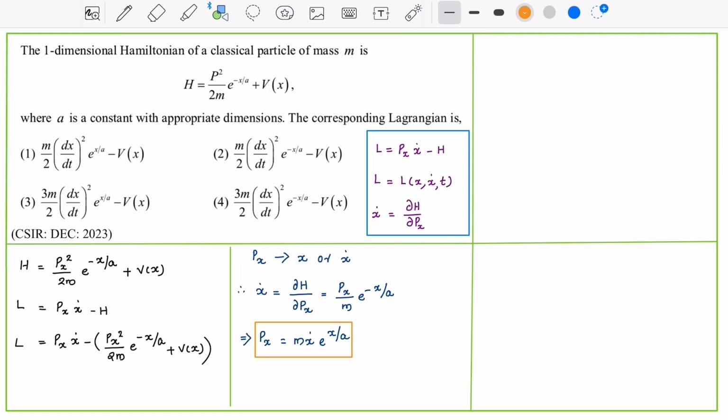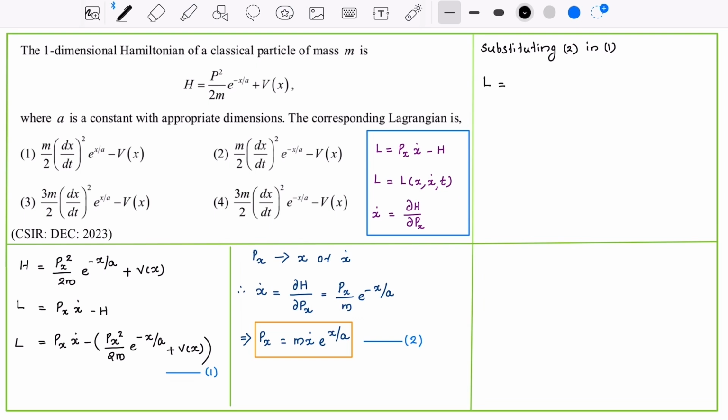Now we have p_x in terms of x dot and x. Now if we substitute the value of p_x in the above equation for the Lagrangian, then the Lagrangian will be a function of x, x dot and t. So let us denote proper equation numbers. For the Lagrangian, it is equation number 1, and for p_x, it is equation number 2. Now let us substitute the value of p_x from equation 2 into the Lagrangian in equation number 1.